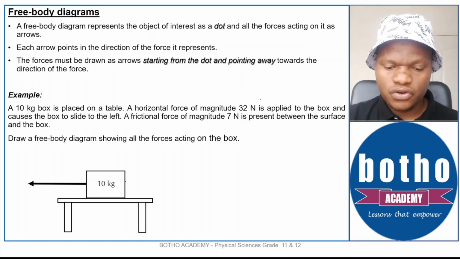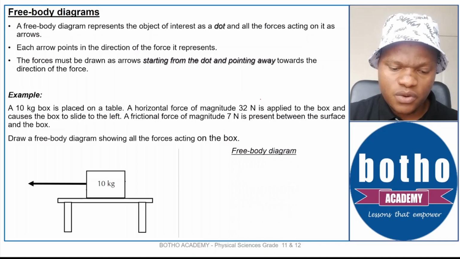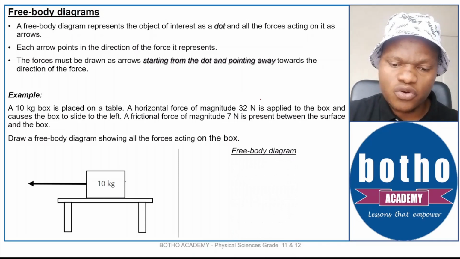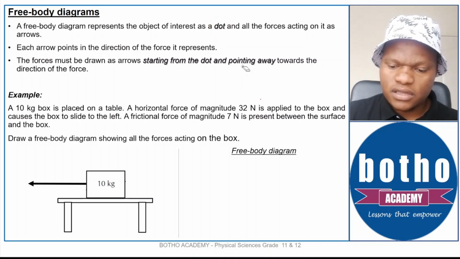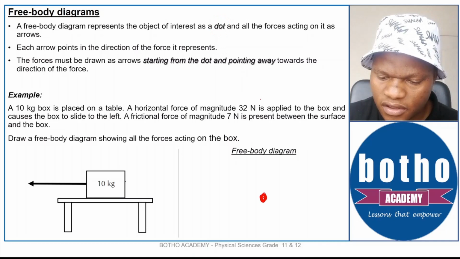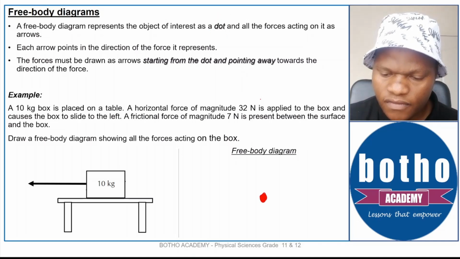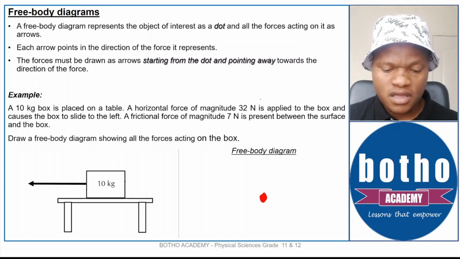Okay, so to draw a free body diagram, remember, what did we say? We are no longer going to draw the box. We are now going to use a dot to represent the box. So here's my dot here, which represents the object of interest. The object of interest, remember, is the box.